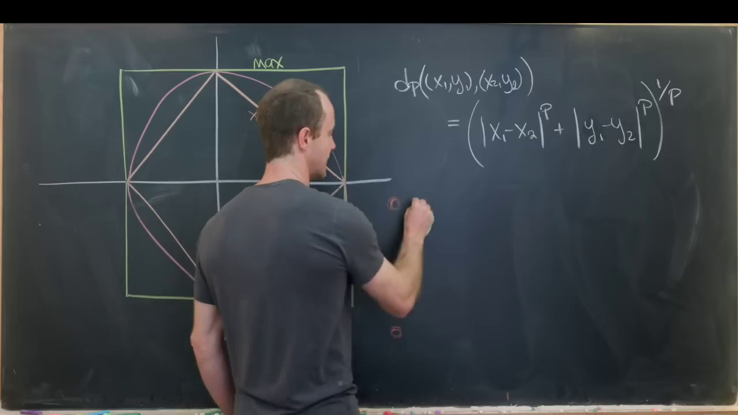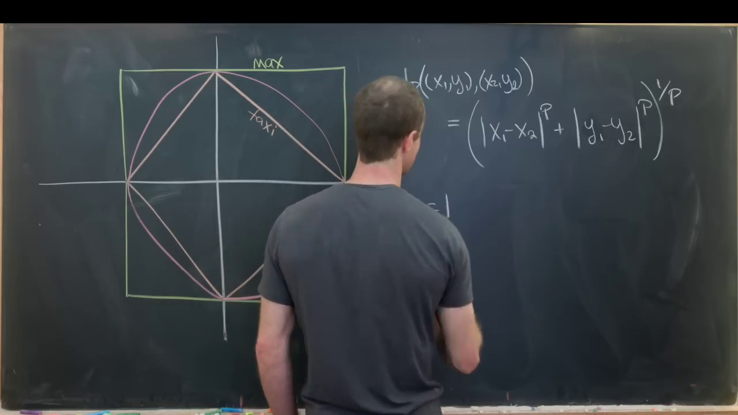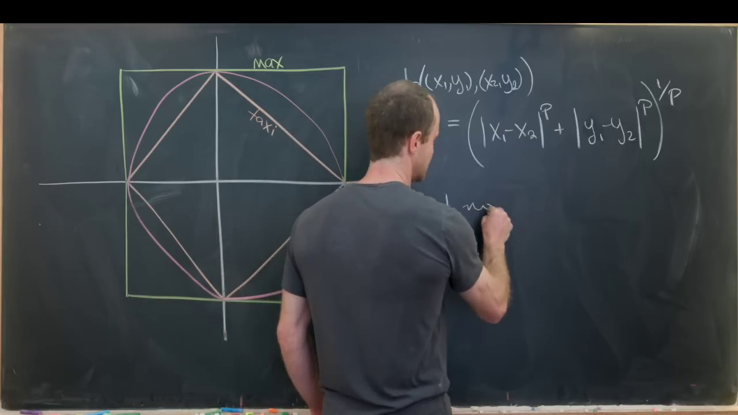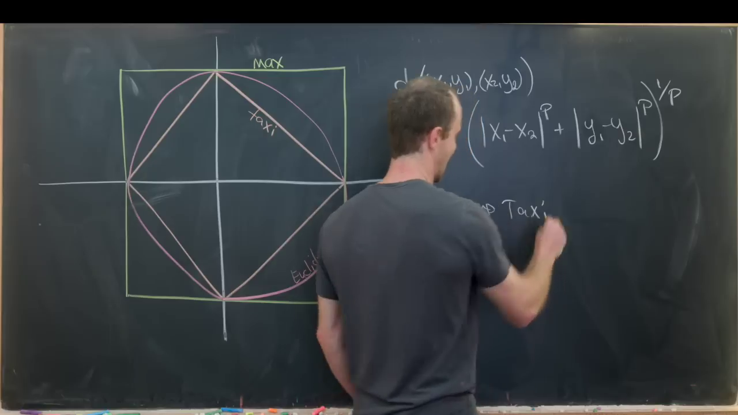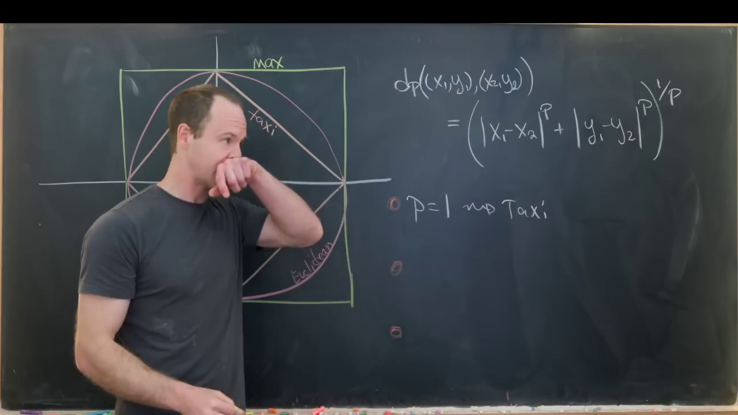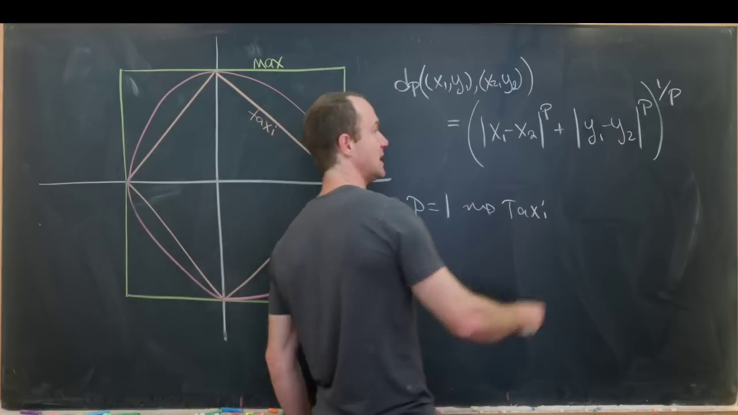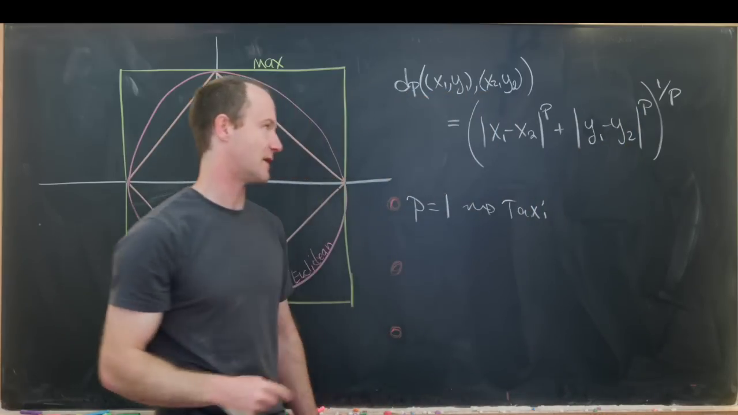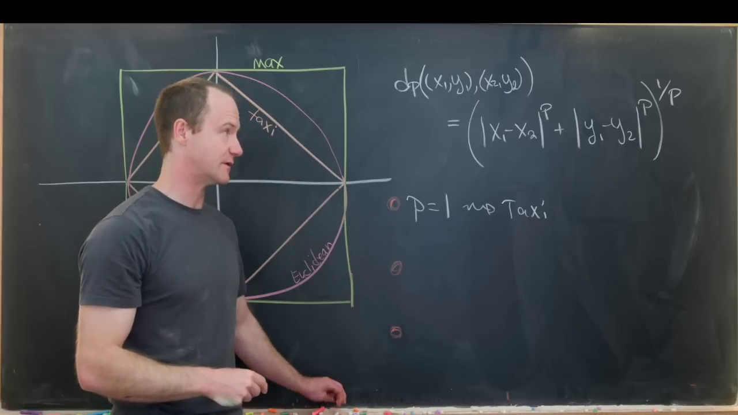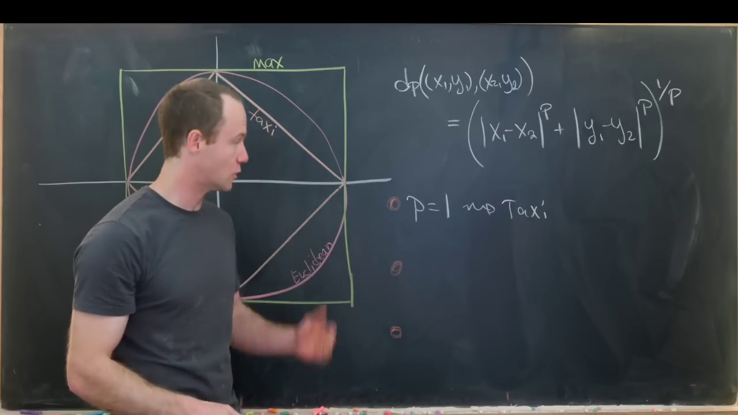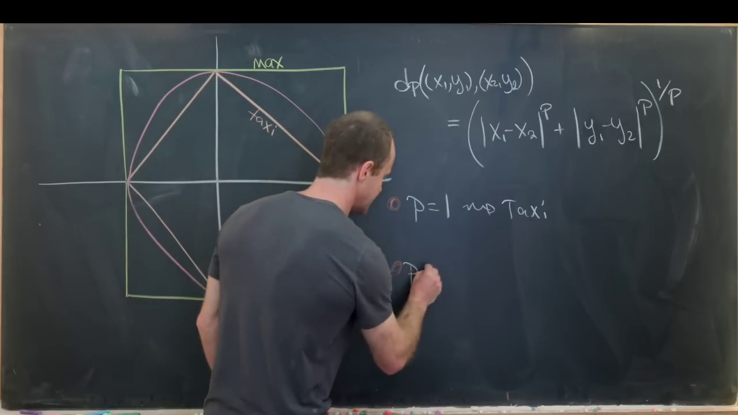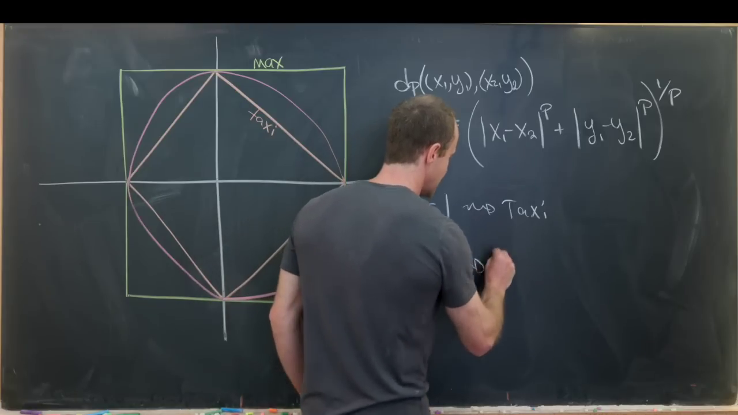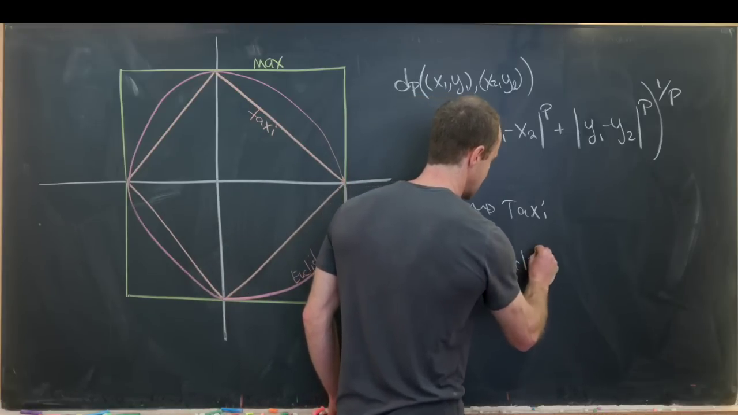So let's notice that we have the following 3 facts. If p equals 1, we get the taxicab metric. So let's write that down. We have the taxi metric. And I think that's pretty easy to see. If we set p equal to 1, we just get a 1 here, and then we've got the absolute value of x1 minus x2 plus the absolute value of y1 minus y2. Cool. And then next, if we set p equal to 2, that gives us the Euclidean metric.